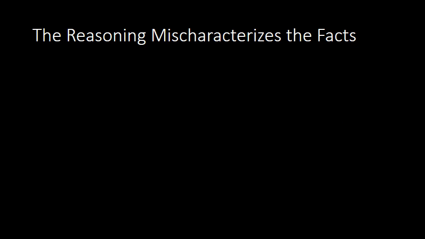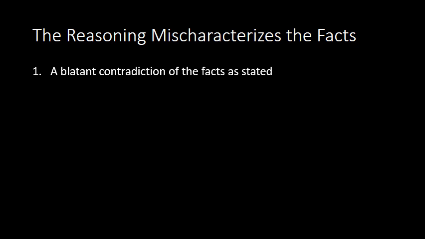So there are a few ways reasoning can mischaracterize the facts. First, it can be a blatant contradiction of the facts as stated. You're probably not going to see this much at all. This is too obviously an incorrect answer for it to be placed on your exam. However, it does test reading comprehension, and every now and then you might see an answer choice that just blatantly contradicts the facts as stated.